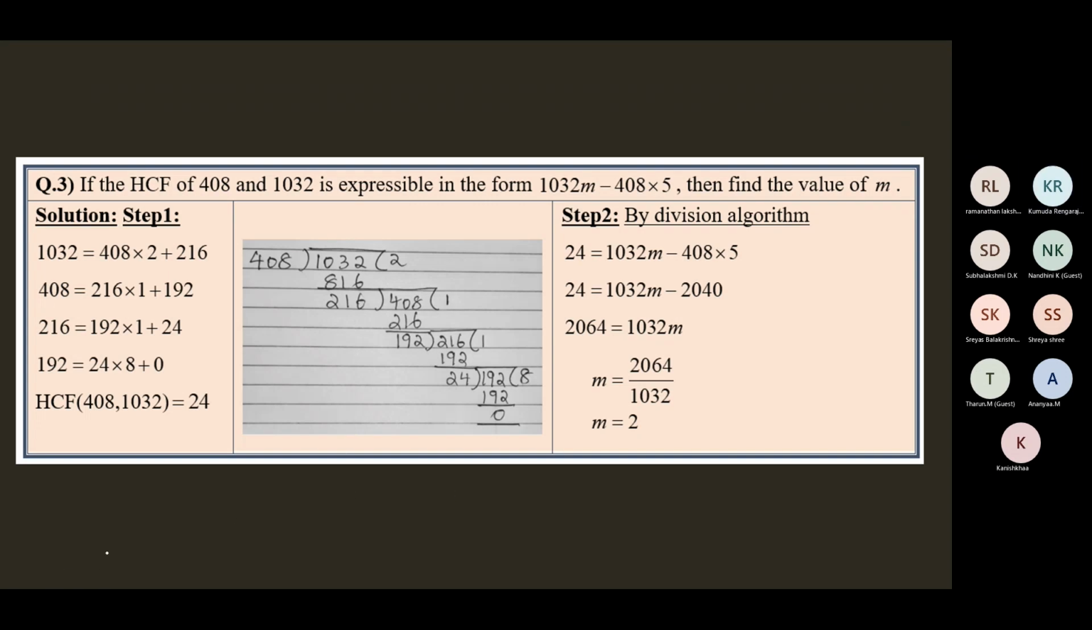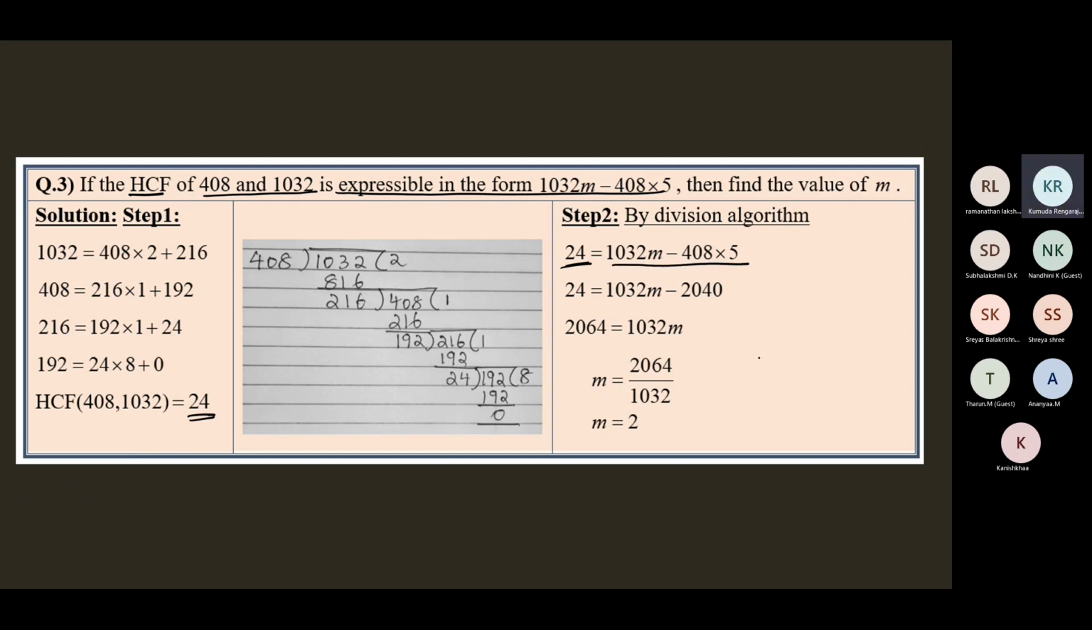So you can see here, I performed this division, and the HCF of the two numbers is 24. It's given that the HCF can be expressed in this form. That means 24 can be written like this. That's what is given in the question. In the question, they have not asked you to find the HCF, but we have to find the HCF. After finding the HCF, it's given that the HCF can be expressed in this form.